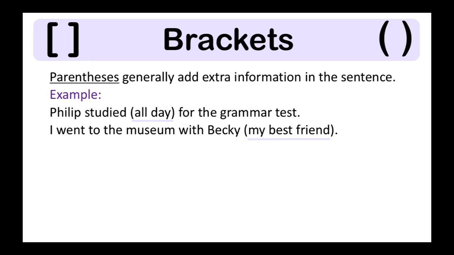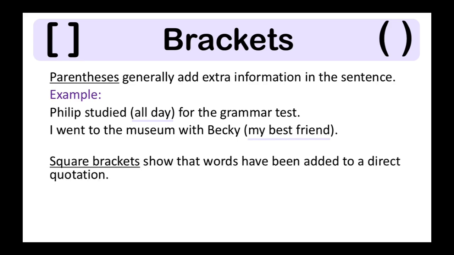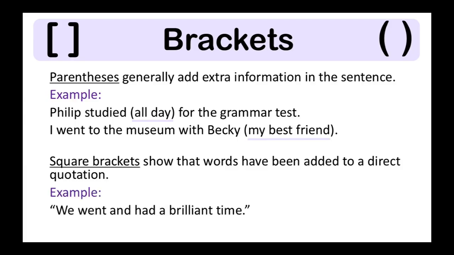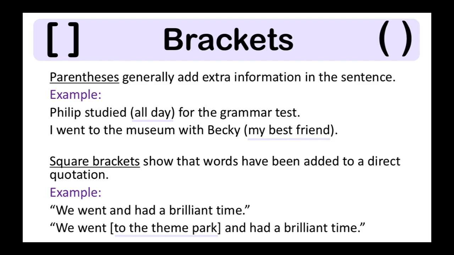The second type of bracket is square brackets. Square brackets show that words have been added to a direct quotation. It may be necessary to use square brackets if you are providing extra information in order for a quote to make sense. For example, we went and had a brilliant time. This quote isn't very clear as there isn't much context. However, we can provide extra information using the square brackets. For example, we went [to the theme park] and had a brilliant time.